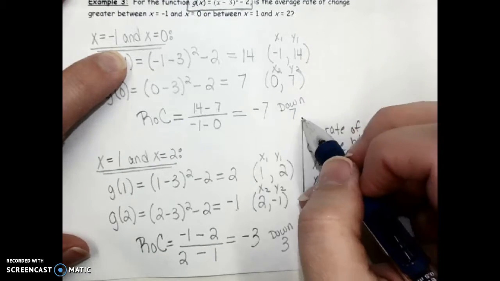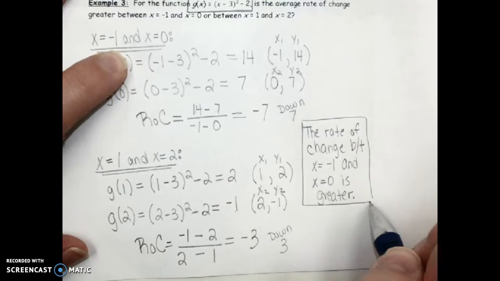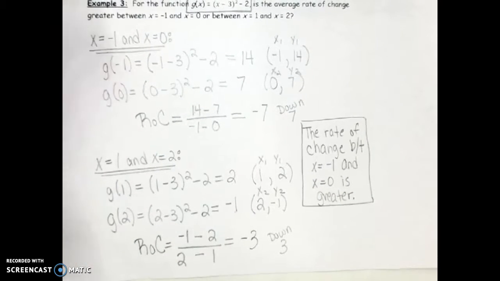Now you could make this really fancy if you were typing this on a test or your end of course test. You could throw in that the rate of change is greater because it's decreasing by 7, while the rate of change between x equals 1 and x equals 2 is only decreasing by 3.